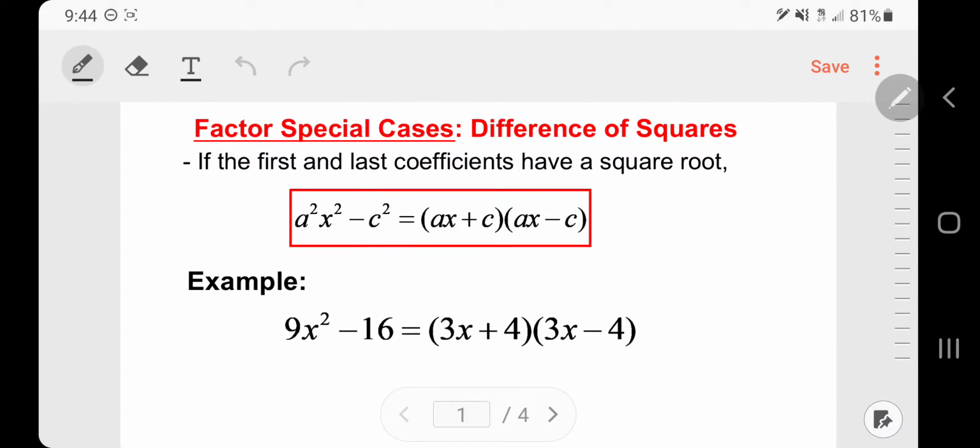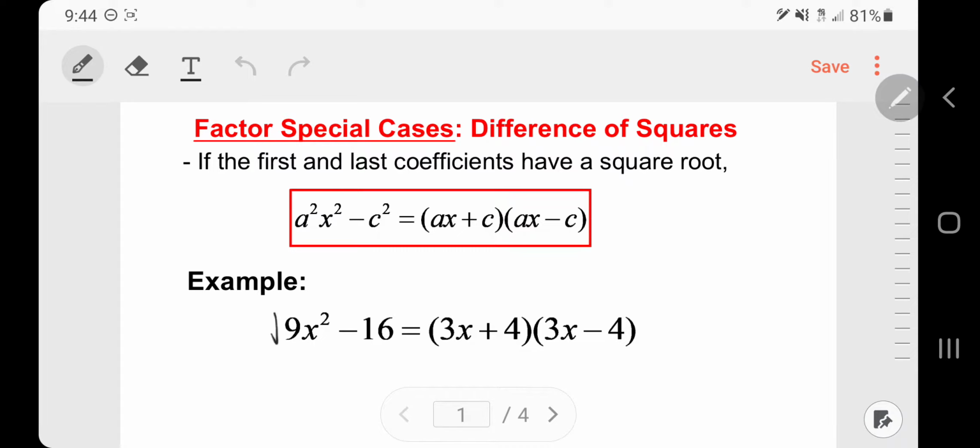Hey everyone. In this video we're going to take a look at factoring, difference of squares, and perfect square trinomials. Now both of these, your first and last term in your polynomial, are going to be perfect squares. So in the first case we have the difference of squares, which is exactly what it says. You're subtracting two square roots.